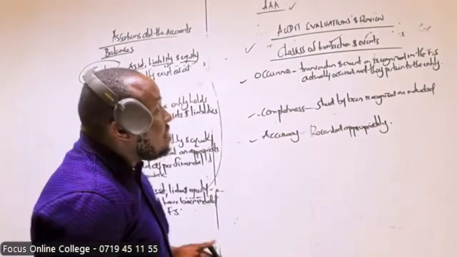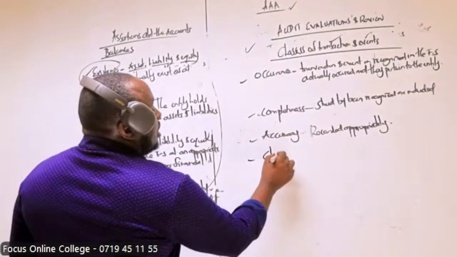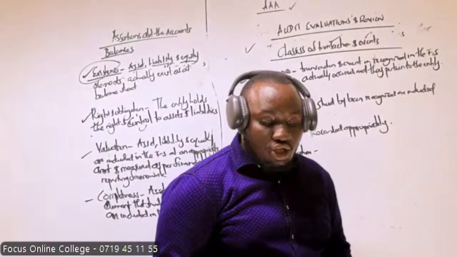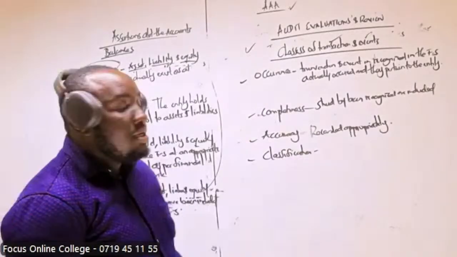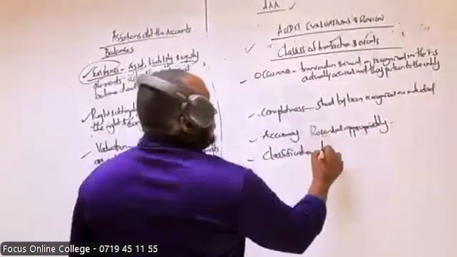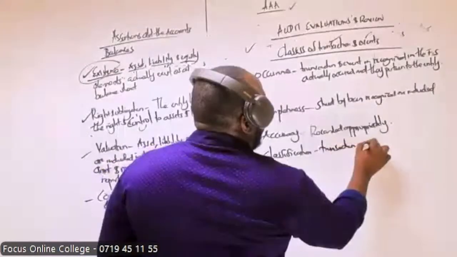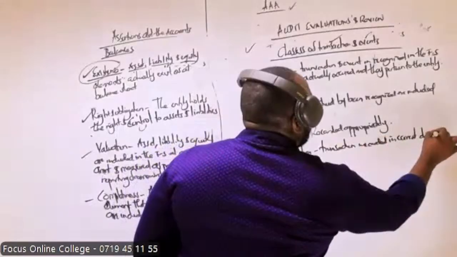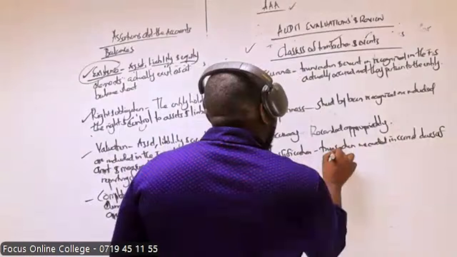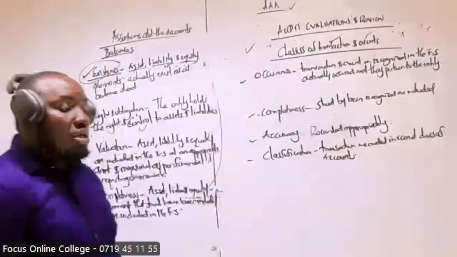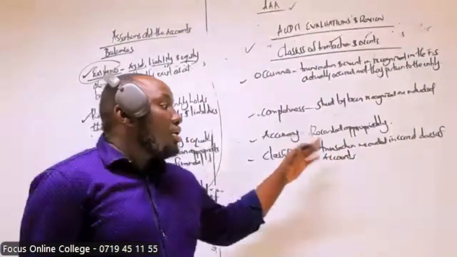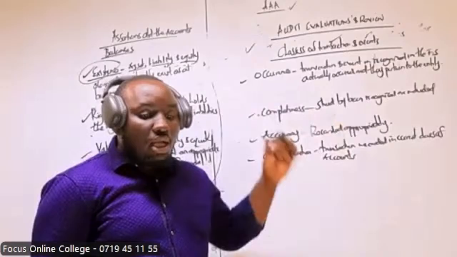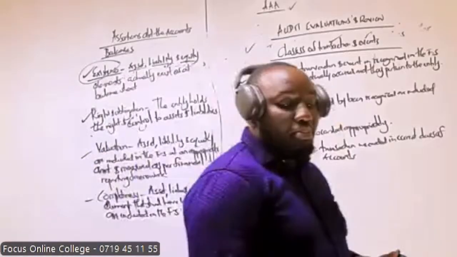Then you have the next assertion, which we call classification. On classification, you're saying that transactions have been recorded in the correct class of accounts. This confirms whether transactions are recorded in the correct class of account. Together, John? They have been recorded in the correct class of account.